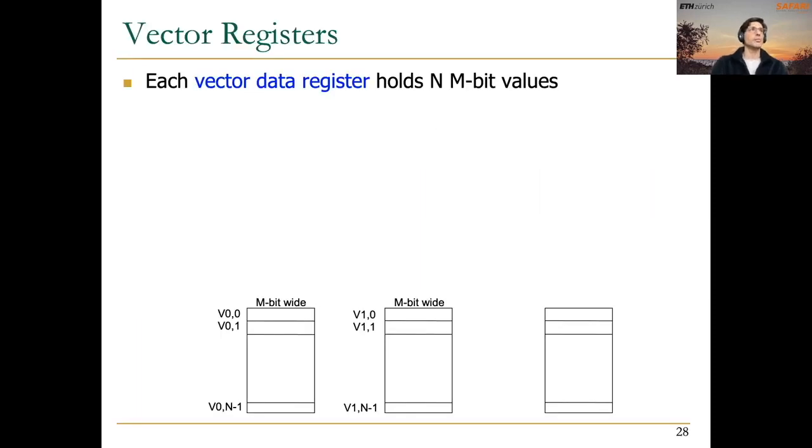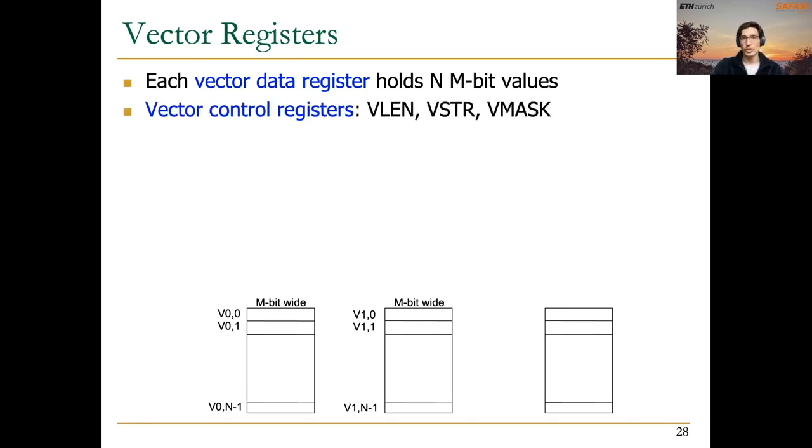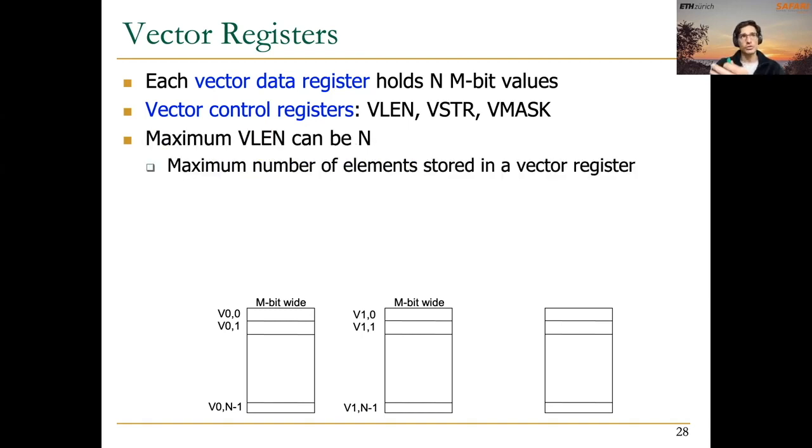Okay, yeah, vector registers. Each vector data register holds n bit values. This is something that we already know. For the data registers, we have also talked about two of the vector control registers, the vector length and the vector stride. The vector length, you know already, defines the length of the vector. In the end, what's this n? How many elements do we have in each vector register?